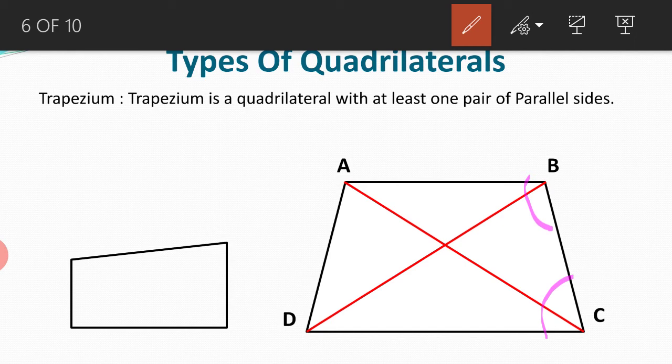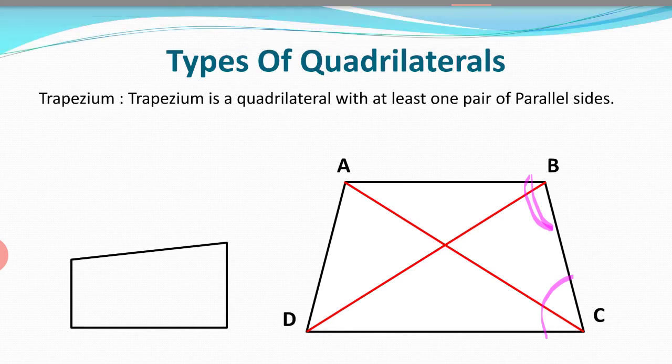Out of 4 pairs of adjacent angles, there are 2 pairs of supplementary angles. Only thing is you must be able to identify them. Is it okay? So first what will you identify? You will identify parallel lines AB and CD, and then you will identify the co-interior angles. Am I clear, children? So I hope you have understood this one type of quadrilateral, that is trapezium.